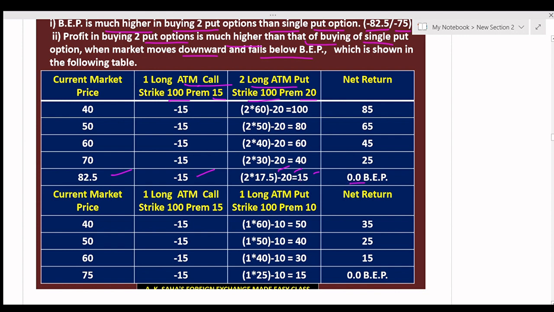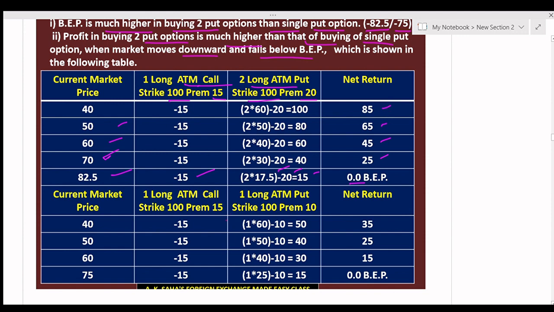Break-even point reached at 82.5. When it comes down to 70, then the profit will be 25. When it comes down to 60, then the profit will be 45. At 50, the profit will be 65. The profit trend is upward, and at 40 the profit will be 85.